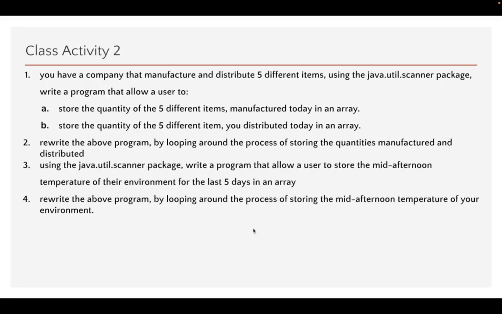So now, let's give our second class activity a try. The first activity is that you have a company that manufactures and distributes 5 different items. Using the java.util.Scanner package, we are asked to write a program that allows a user to store the quantity of the 5 different items manufactured today in an array, and secondly, store the quantity of the 5 different items distributed today within an array.